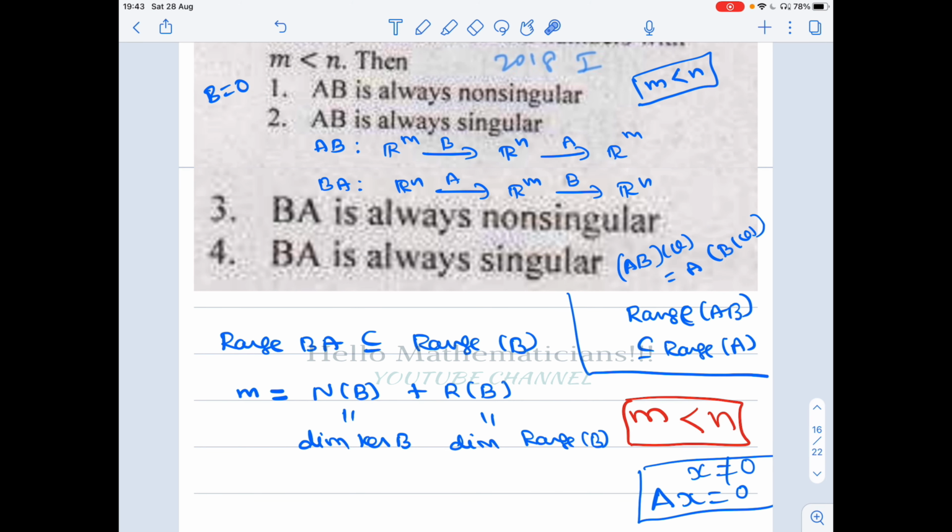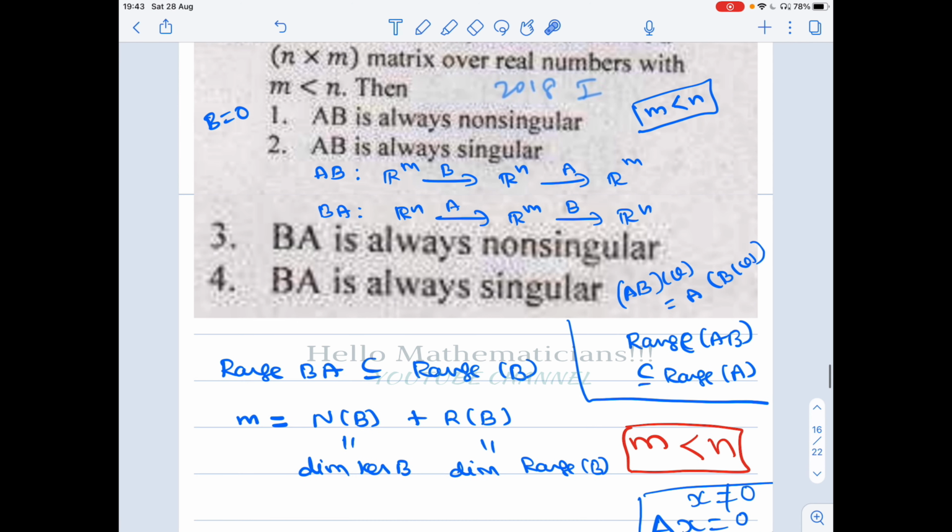Now what is the range of B? B is a linear transformation from R power m to R power n, and R power m has a dimension lesser than R power n because of our condition m less than n. Therefore, the range of B can have dimension at most m.